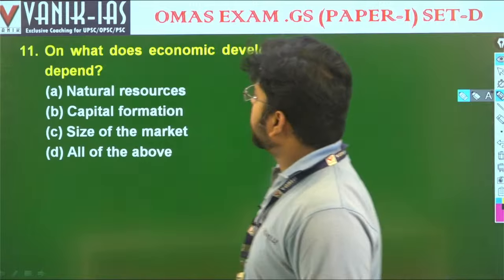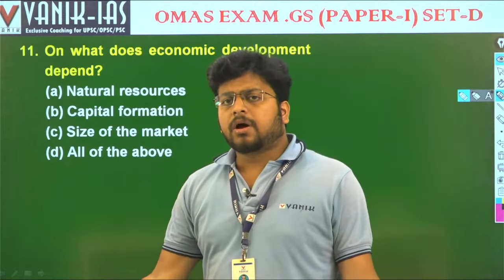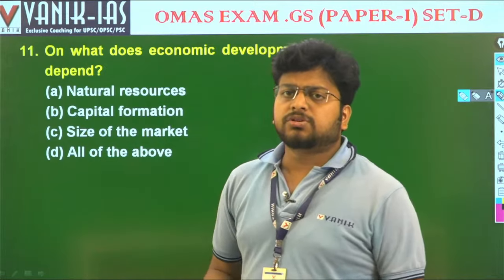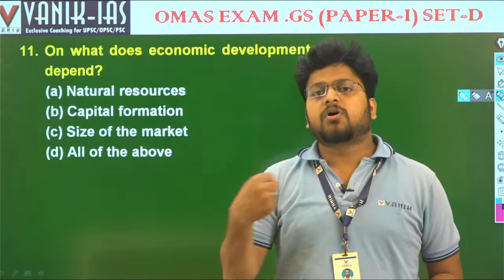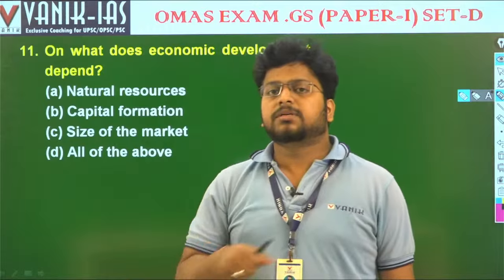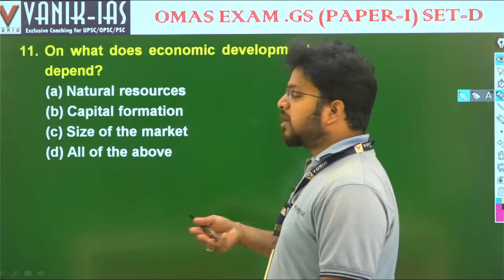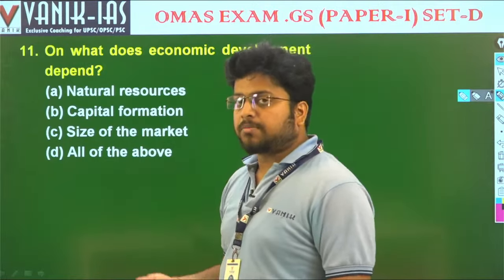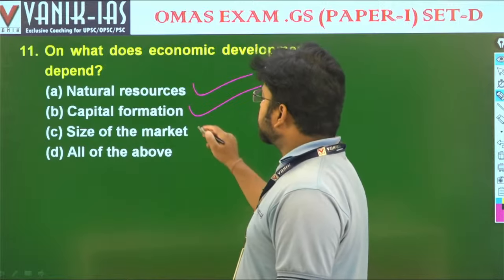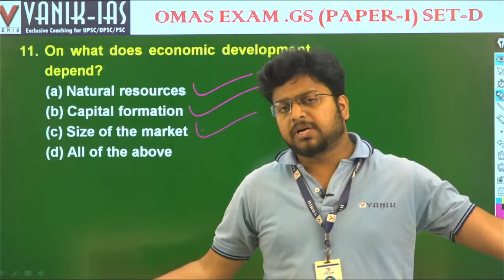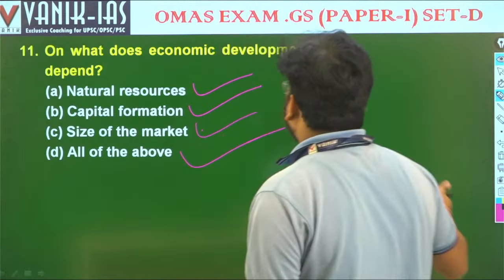Next, on what does economic development depend? Natural resources, yes. For example, the Arab countries are rich because of natural resources, that is oil. Then capital formation, and size of the market. How much capital is formed, for example, by making bridges, roads, industries. Suppose you are investing in industrialization, it generates capital. They are long-term expenditures, and in long-term expenditure, capital is formed. So that brings economic development. The more the government invests in long-term expenditures, the more capital will be formed. Size of the market is also a factor. India is a large market. That's why many other countries are exporting here, and we are imposing taxes. So all of that depends on economic development.